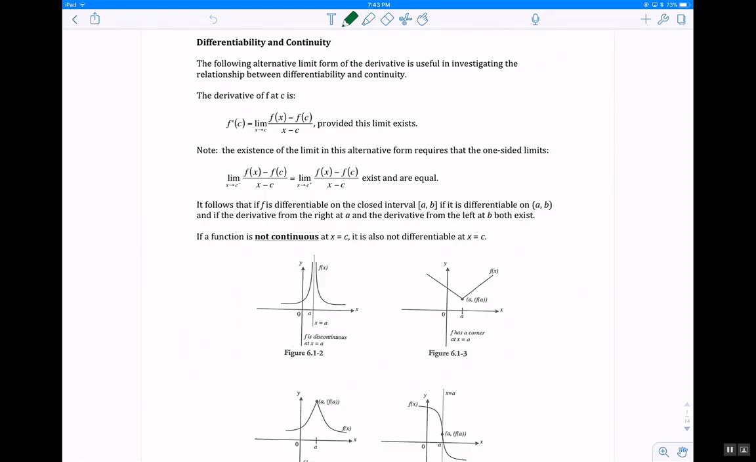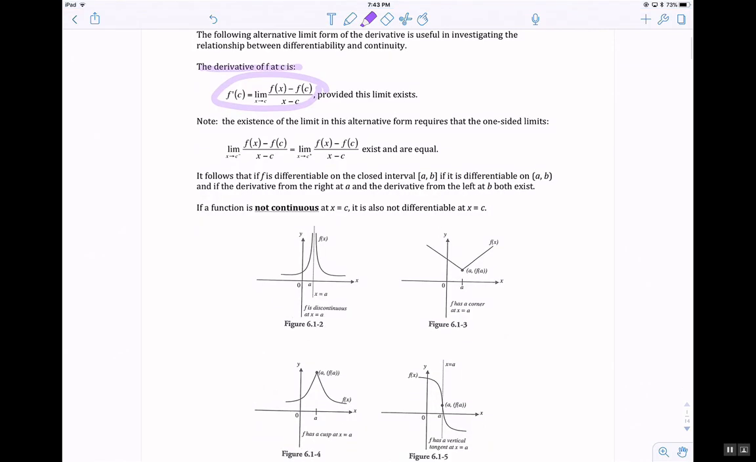Okay, so let's go ahead and take a look at differentiability and continuity. So the derivative of f at c is defined by this limit definition. And there's a couple of different limit definitions that we've looked at. But this one allows us to look a little bit better at whether or not there's a cusp or a corner where you have a non-differentiable point.